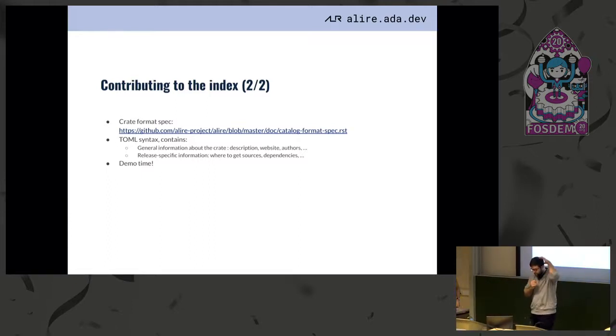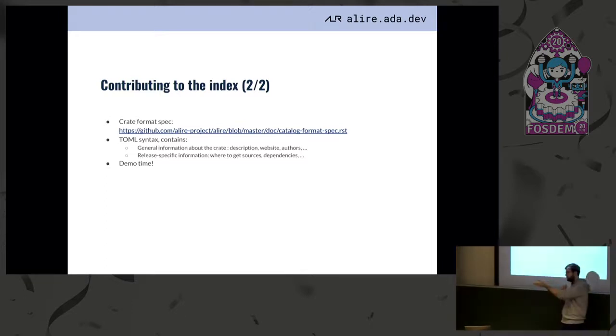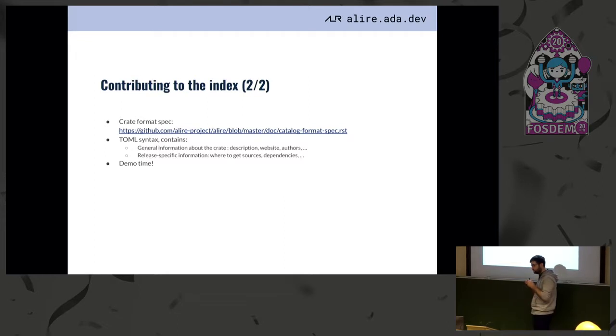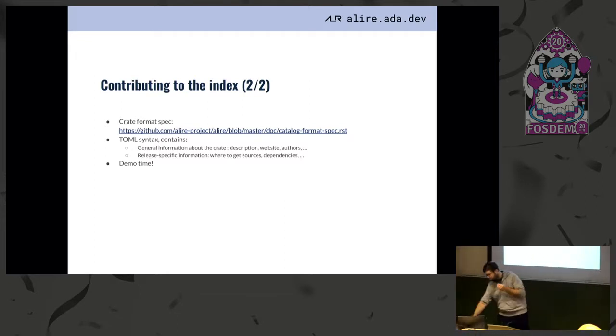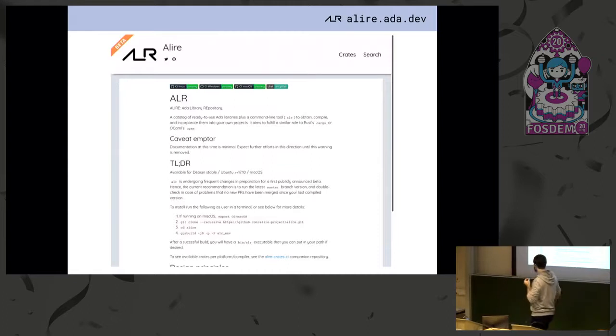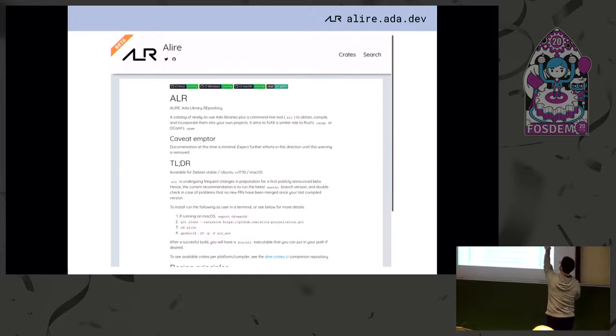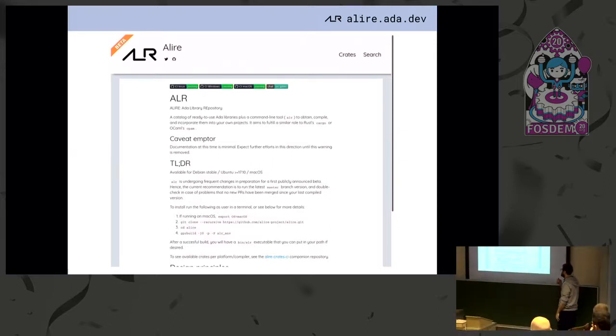So as you can see, the process is a bit tedious to contribute, and that's why, as Alejandro said, one of the things we want to improve in 2020 is to make this process easier and quicker. So to end the presentation, I'm going to show you the prototype, or more or less proof of concept website that we have at alire.ada.dev. This is the main page. It's actually a copy of the README from the repository, with instructions to get started, how to compile Alire and how to start using it.